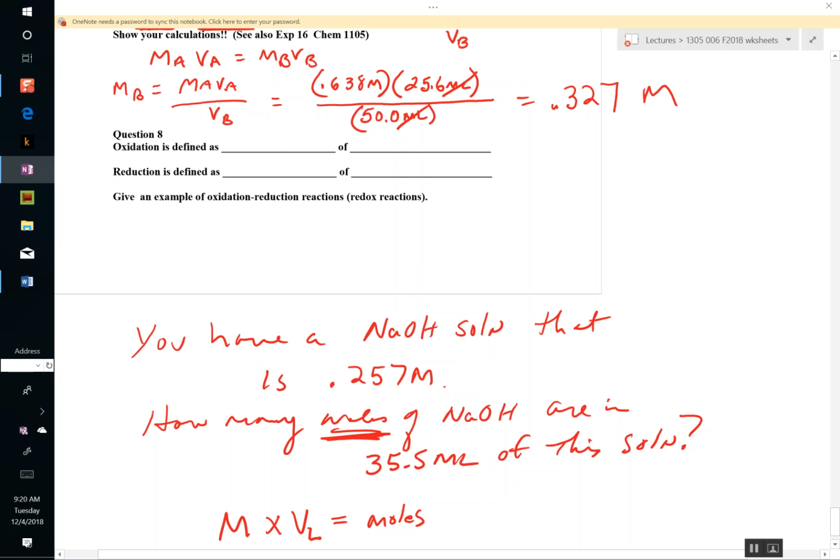Notice this is calories per gram degree centigrade. So you're going to have grams times calories per gram degree centigrade times degrees centigrade, and the answer is going to come out in calories. This problem is the same thing. You just have a different temperature change. You have 100 grams of solution, and you have a different specific heat.